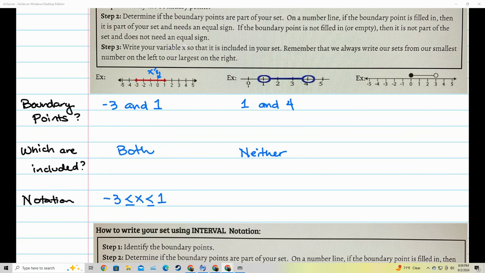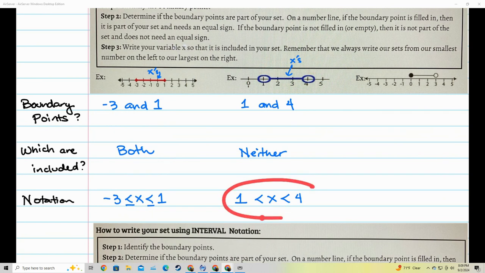All right, so just like before, we're going to start from smallest to biggest. My first boundary point is 1. My second boundary point is 4. My x's are all the numbers between 1 and 4. So I'm going to write my x are stuck in between. Remember, we write less than and less than. And because this 1 is not shaded in, then I do not want an equal sign. Same thing with this 4. That 4 is not shaded in, then I do not want an equal sign.